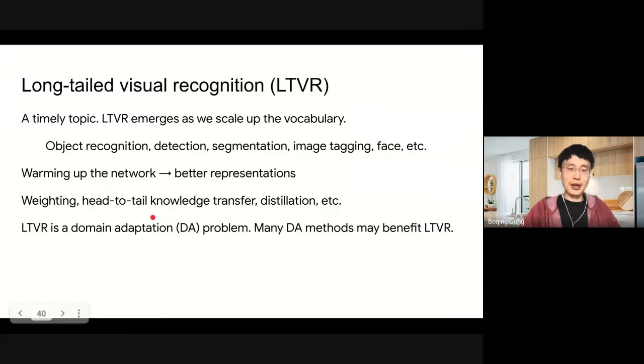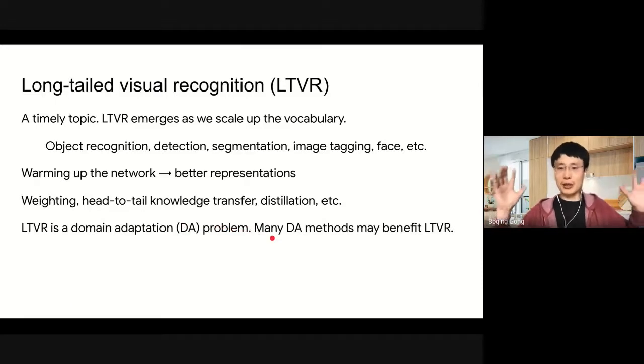At the very end, I want to emphasize again that when you understand this long-tailed visual recognition as a domain adaptation problem, it's actually not only a new understanding, but also it opens up a lot of opportunities because there are a lot of domain adaptation methods which can potentially benefit this long-tailed visual recognition problem.